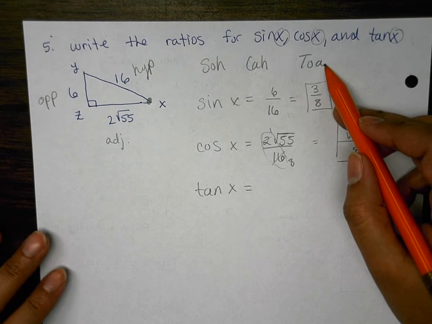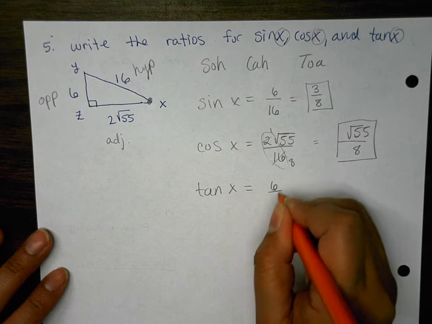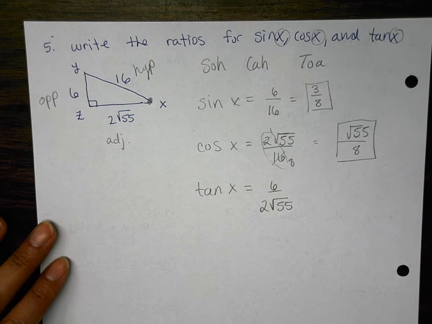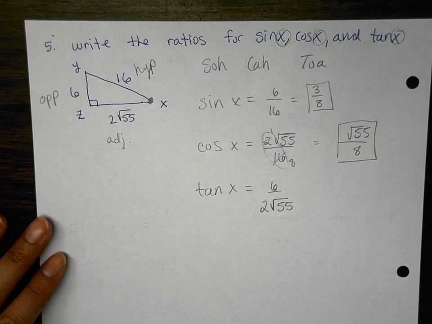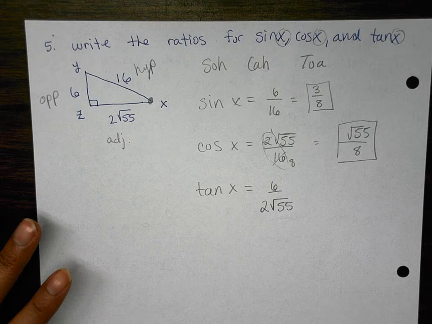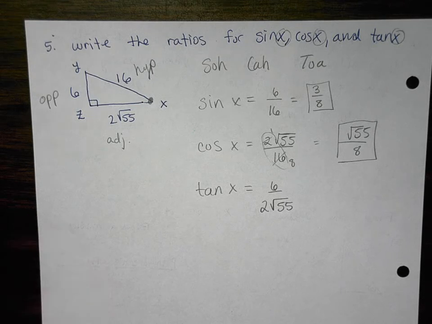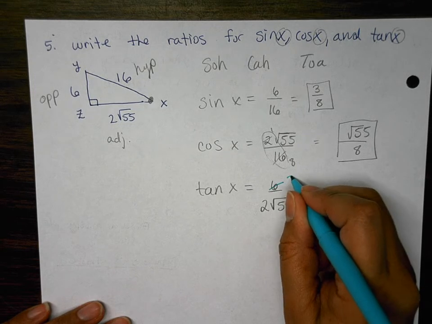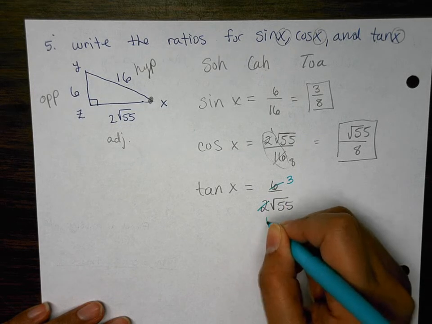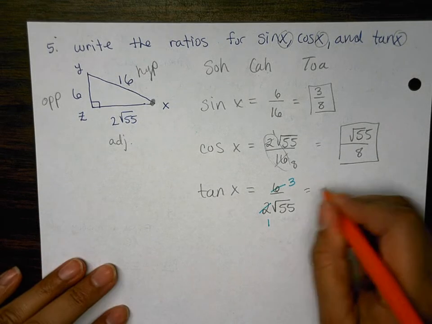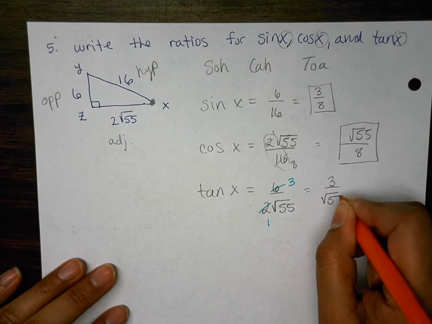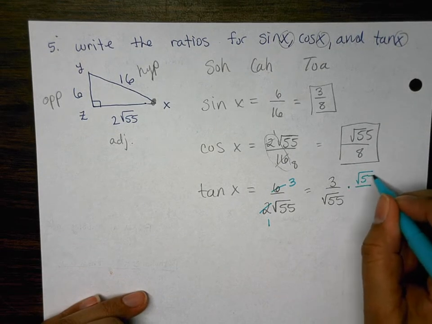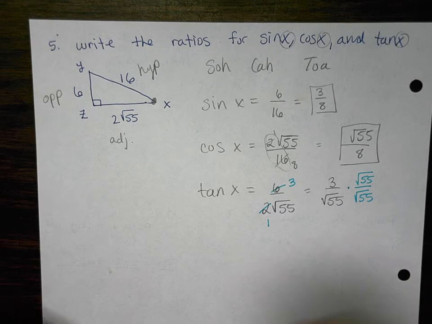Okay, next one. Tangent is what in words? Opposite over adjacent. So 6 over 2 root 55. Gosh darn it. Is that one allowed? No. Before you rationalize, it's easier if you can reduce to do that first. Does this reduce? The 6 and the 2. 6 divided by 2 is 3, and 2 divided by 2 is 1. This is on the test. How do I rationalize? What do I multiply top and bottom by? Root 55.